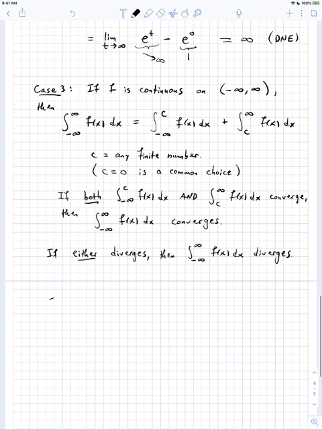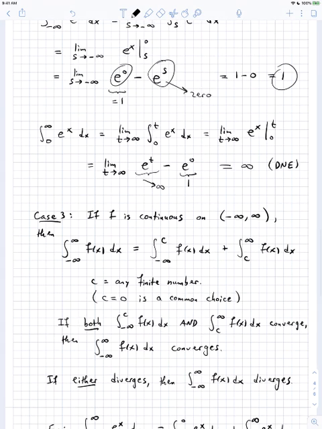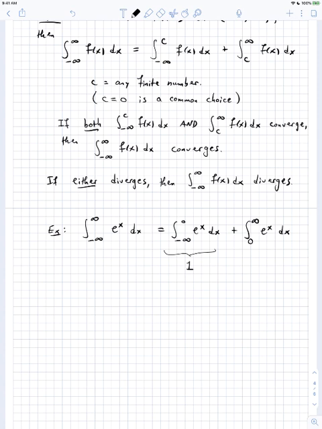So, for example, if you look at the integral from minus infinity to infinity of e to the x dx, this is equal to the integral from minus infinity to 0, e to the x dx, plus the integral from 0 to infinity, e to the x dx. Now, we've already shown that this first one is equal to 1. We did that right here. So this is equal to 1, but this thing diverged. So if either one of these pieces diverges, then the whole thing diverges. So the integral from minus infinity to infinity, e to the x dx, diverges.